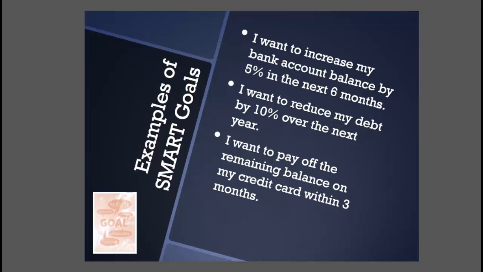As we look at some of the examples of our SMART goals, we could say, I want to increase my bank account balance by 5% in the next 6 months. I want to reduce my debt by 10% over the next year. I want to pay off the remaining balance on my credit card within 3 months. If you look at those SMART goals, you see that they are specific, they're measurable, they're attainable, they're realistic, and they're time-bound.